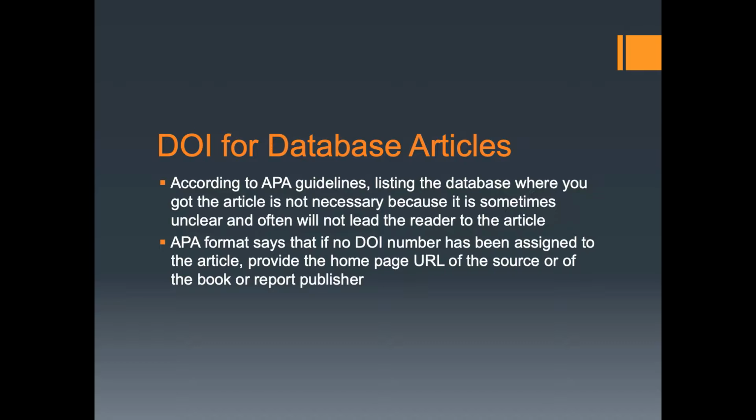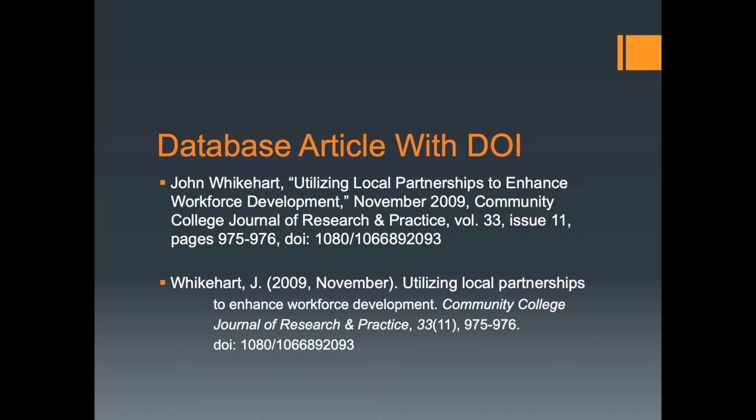So DOI, they will list this. A DOI serves the purpose of a URL nowadays. And according to APA guidelines, listing the database where you got the article is not necessary. If you don't have a DOI, then you use the so-called URL, but you use the URL of the publisher or the book or the magazine. You do not use the URL of the database. If you do have a DOI, you simply list the DOI as listed here.